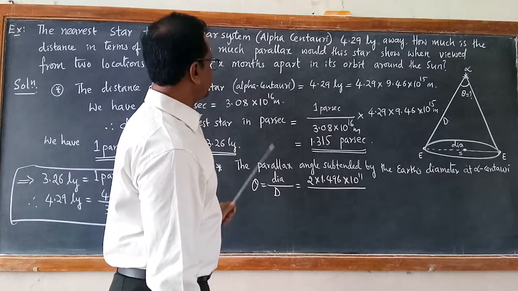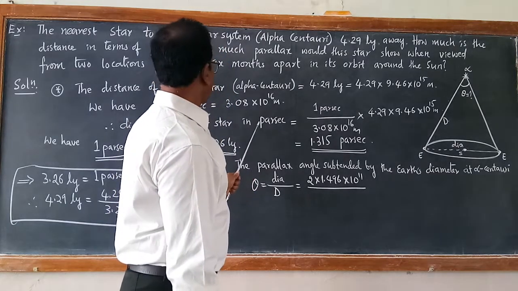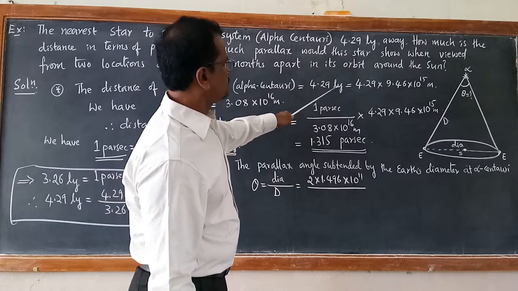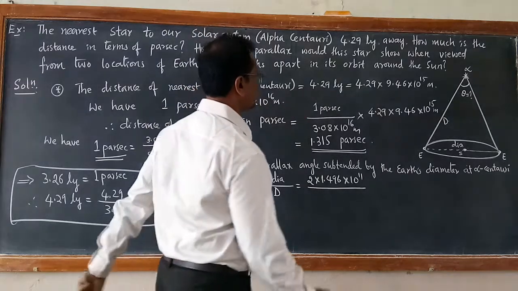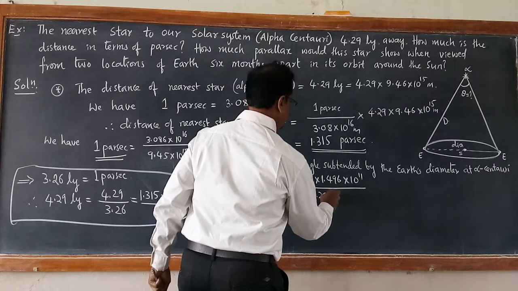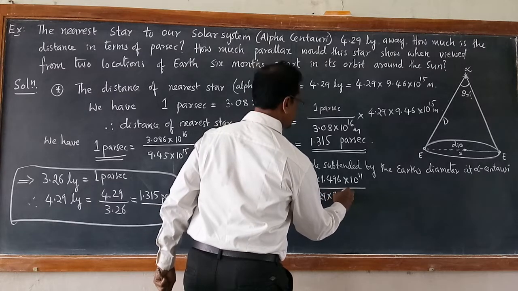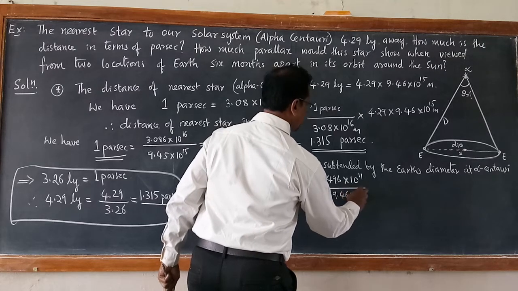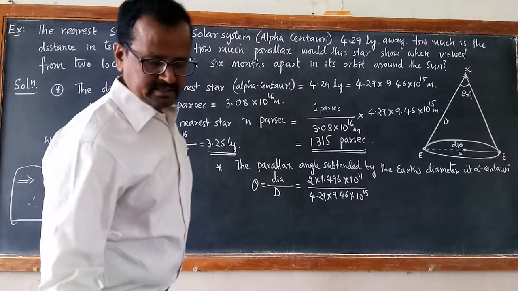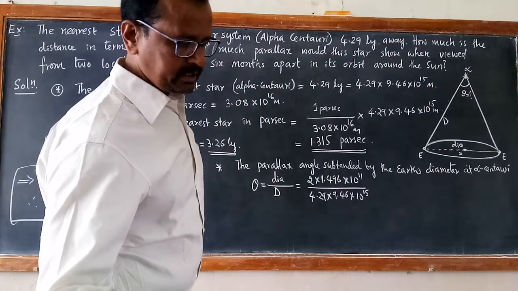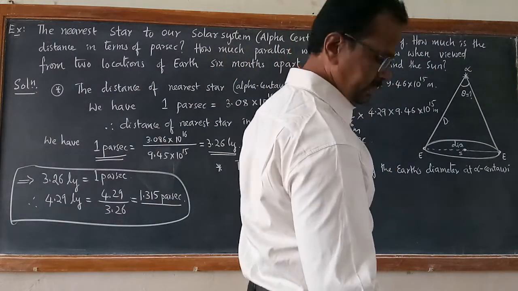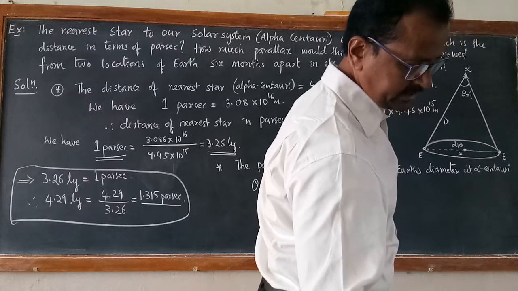This becomes diameter divided by distance. We have calculated the distance in terms of parsec, and we know its distance in terms of light years also, 4.29 light years. We can express this in meters. So this comes out to be in meters 4.29 into 9.46 into 10 to the power of 15. If you simplify this, it is going to give you the result in radians.